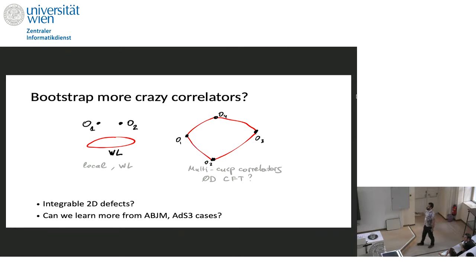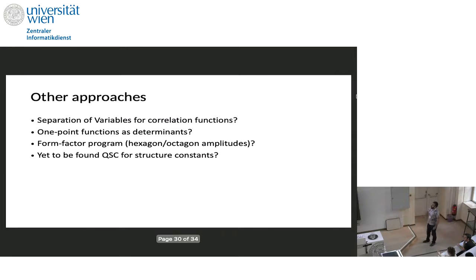Wow, and again, the same is available in ABJM theory, and now we also found a quantum spectral curve for AdS3, we believe. So there are many games to play.